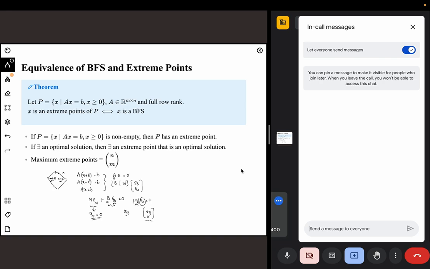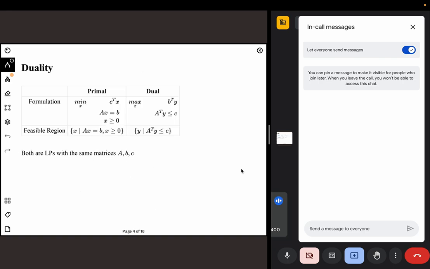And the maximum number of extreme points that you can have for a given combination: you have an m by n matrix A, and then I have to convert it into something like this. So I have to pick m elements out of n elements. The number of ways I can do it is nCm. So that gives me the maximum possible number of extreme points. This is all something we have discussed even in the last couple of weeks before.